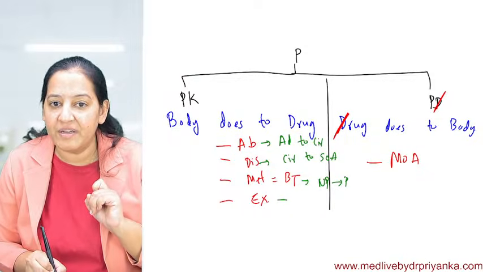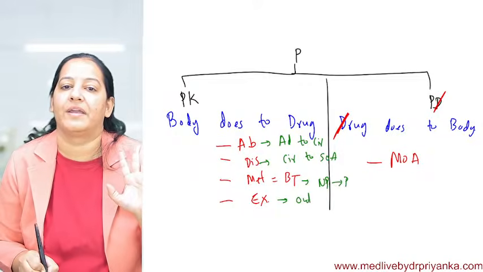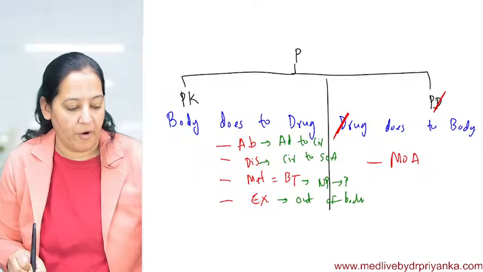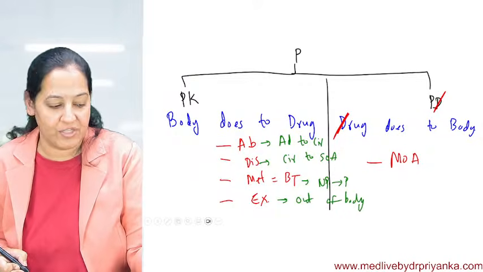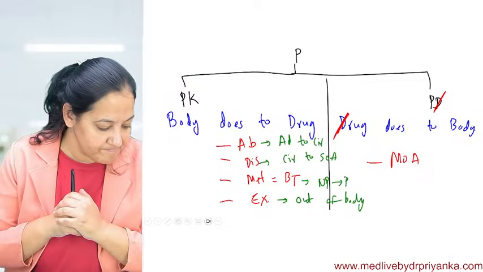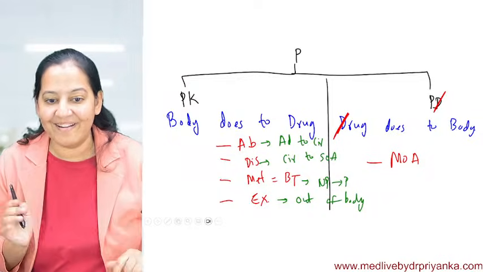And what is excretion? Excretion is movement of the drug out of the body, and that is known as excretion. How many of you got it? Now I will show you the videos for PK.